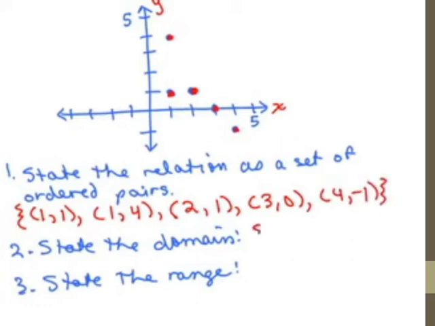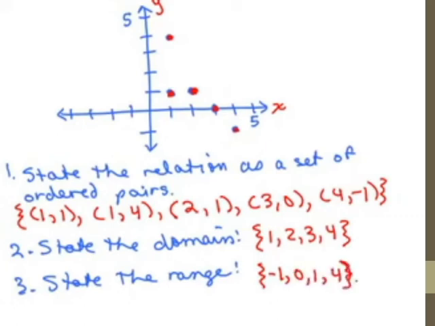If I want to state the domain, it's the set of x values, or the inputs, or the x values here. So I've got 1, 2, 3, and 4. And for the range, what do I have? I have a 1, a 4, I got 1 again, 0, and negative 1. And it doesn't matter the order you put them in. I'm going to put them from lowest to largest. I've got negative 1, 0, 1, and 4.